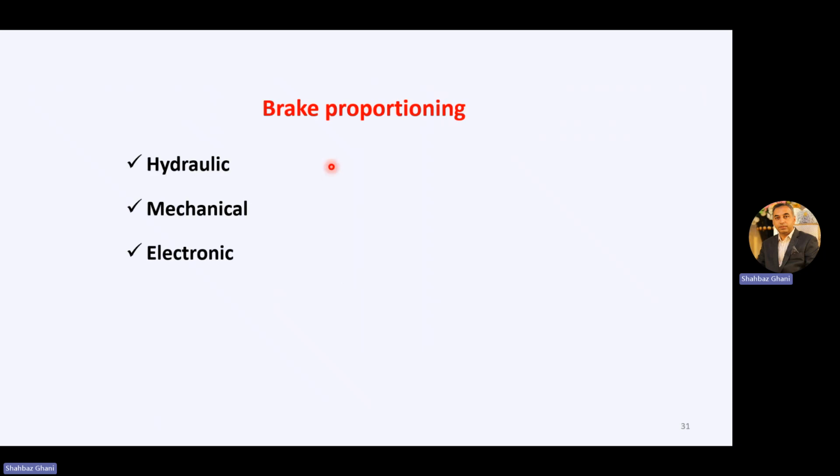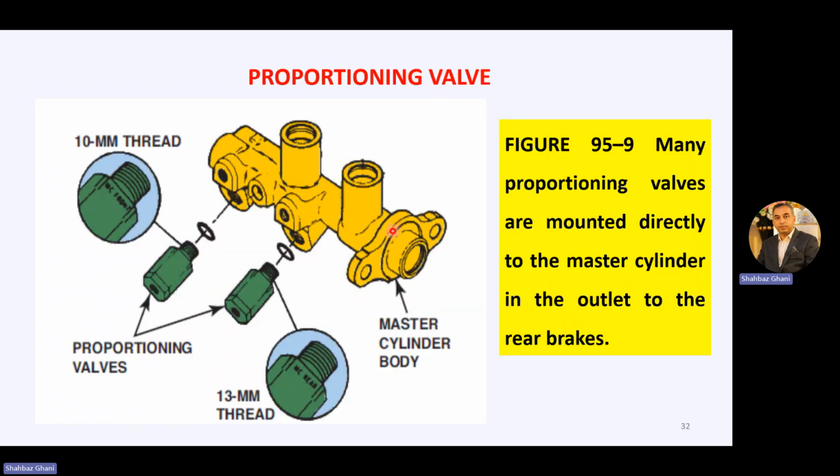Now let's see the brake proportioning. We have three types of brake proportioning: hydraulic, mechanical, and electrical. This is the lower part of the brake master cylinder, which is made of aluminum. Here is the master cylinder body. This portion where I am moving my cursor, the pointer, is attached to your vacuum booster or the power booster. From here, we apply a force. This is the nearer outlet and this is the furthest outlet.